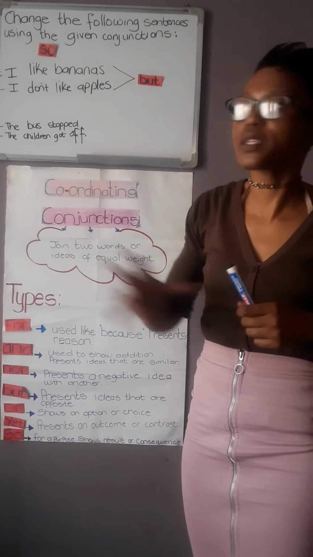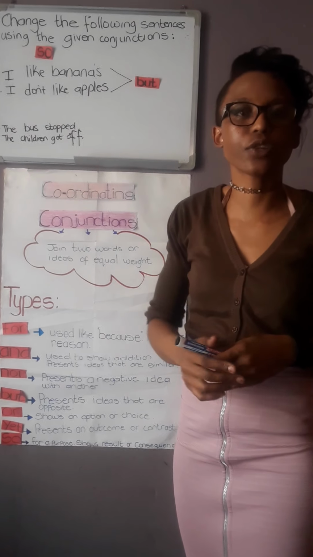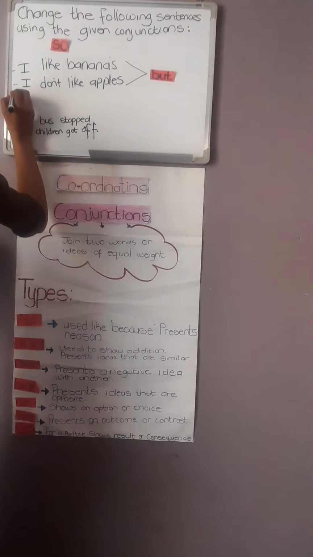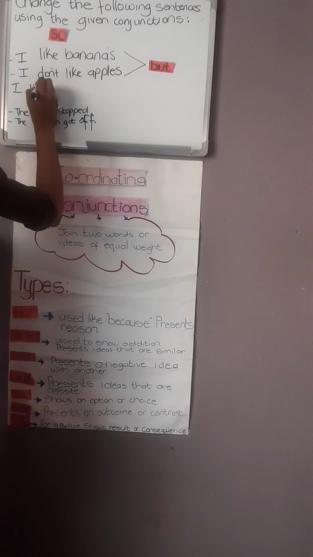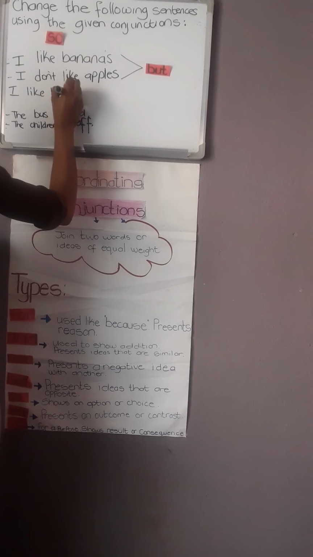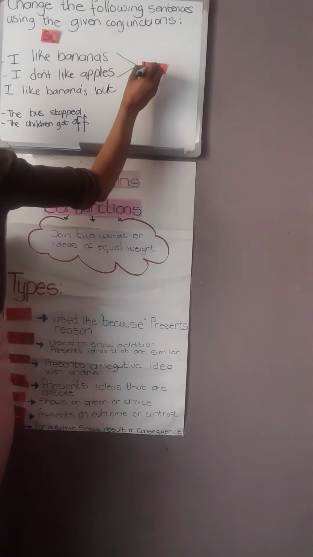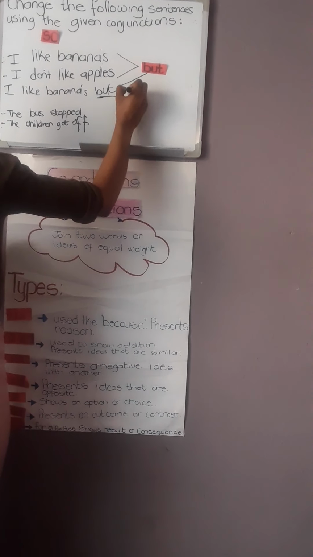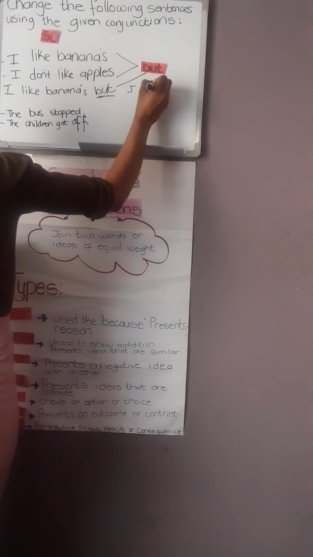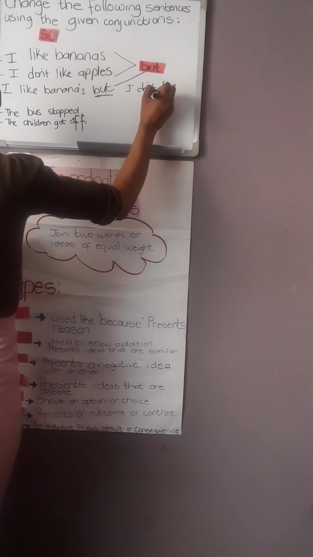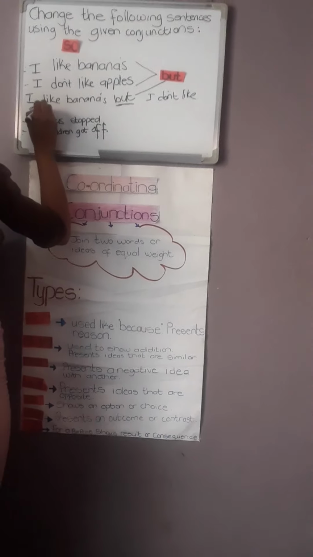How do we then change this pair of sentences into one long and interesting sentence? I like bananas, but I don't like apples.